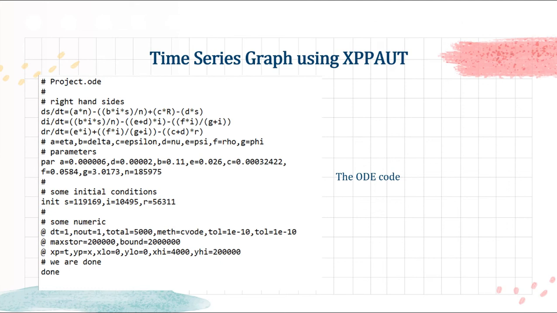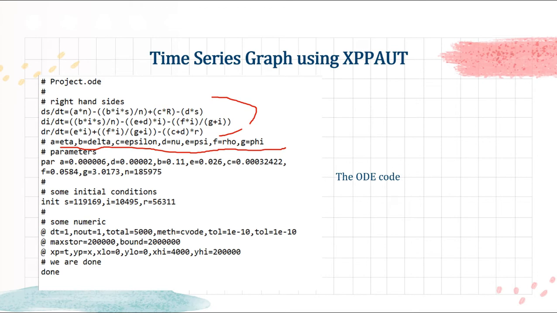First of all, our method is to use the SPP to draw the time series graph and our code is shown as follows. First part of our code is the equation and we use ABCDE to assign the variable eta, delta, epsilon and so on from the equation before.